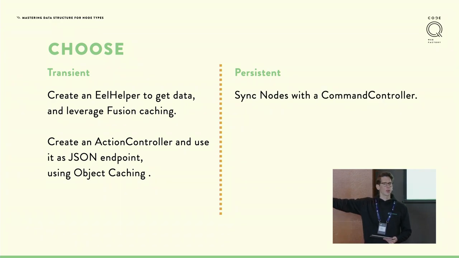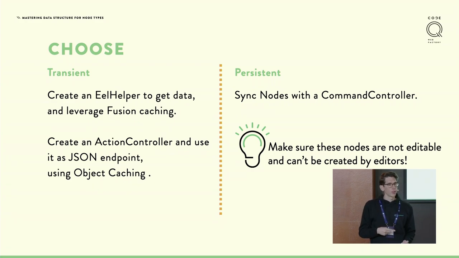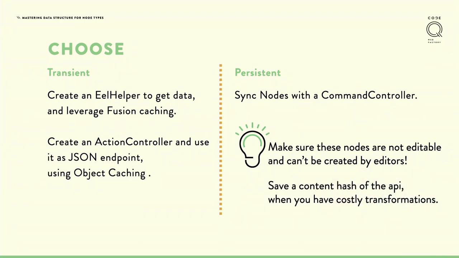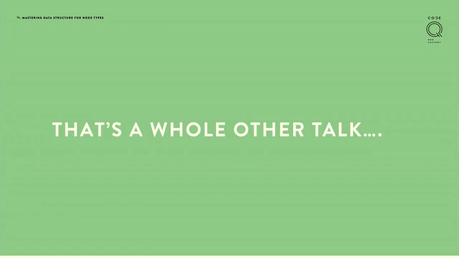So you get the external API and you create node types out of that. And then you have some kind of command controller which syncs it and creates it all the time. Now, for this, make sure that these node types are not editable and that they can't be created or deleted by editors. This gets a mess. So single source of truth. There should be only one way of changing content. And a small side tip, if you have an API where the transforming of the data or maybe augmenting is very expensive, you can always save a content hash from what you got from the API to make sure that most of your updates are fast.